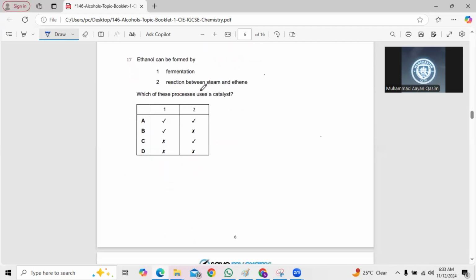Okay, ethanol can be formed by fermentation and by this other process. Which of these processes use a catalyst? Both of them have a catalyst. What catalyst is there in fermentation? For fermentation, it's yeast, and for the reaction between the steam and the ethene, it's phosphoric acid. Yes, that's going to be phosphoric acid. So the answer would be A.